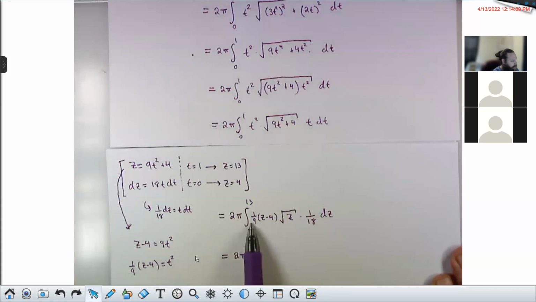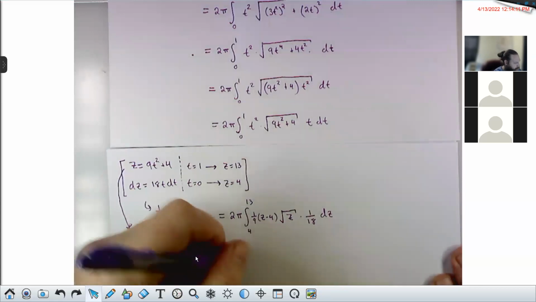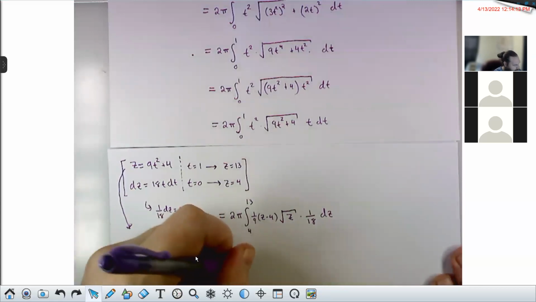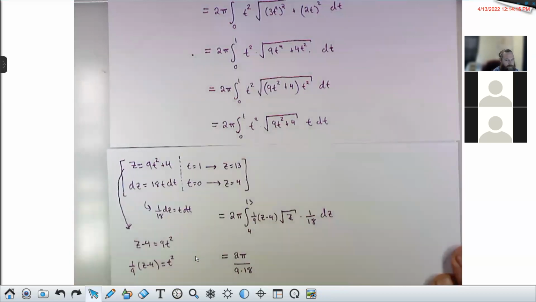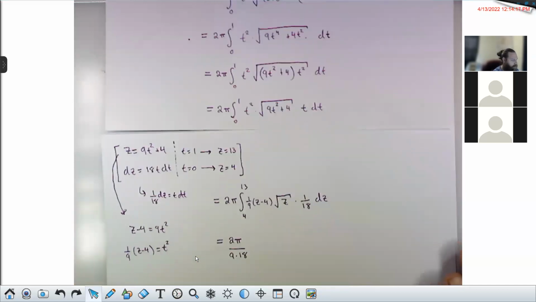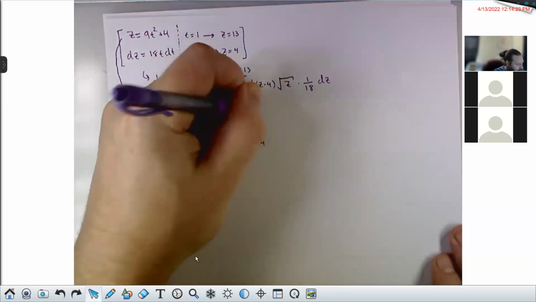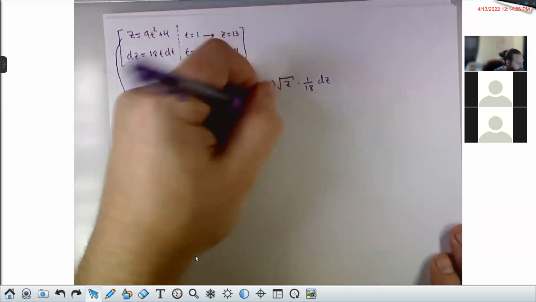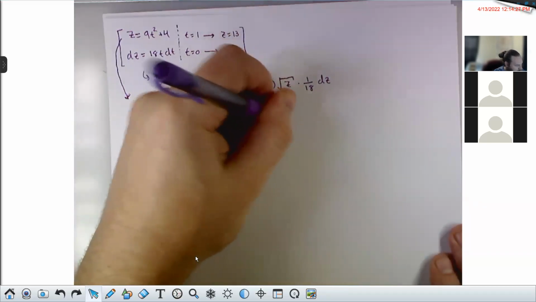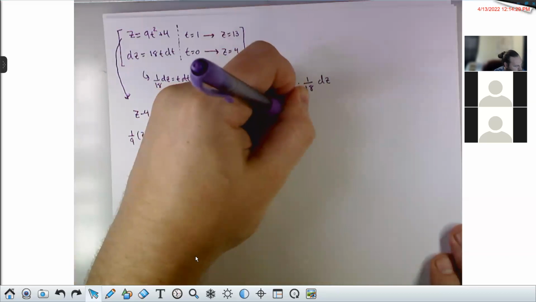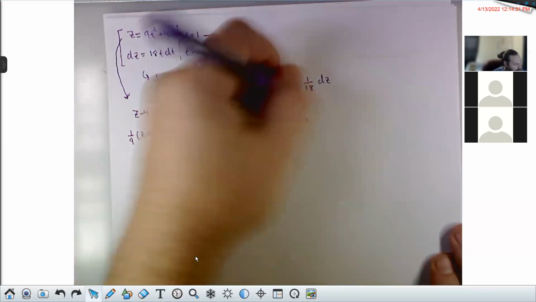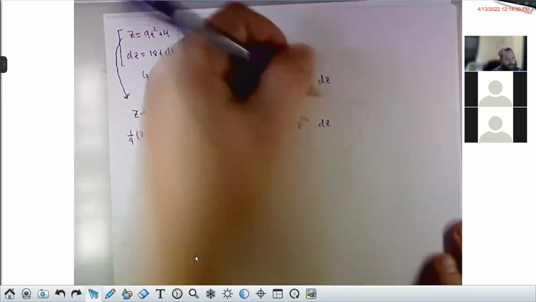Okay, I've got a 1/9 here and a 1/18 here. I'm going to move those out. I'll just write 9 times 18 downstairs, out front. What's left is the integral from 4 to 13 of z minus 4 times the square root of z, which I'll write as z to the 1/2 dz.